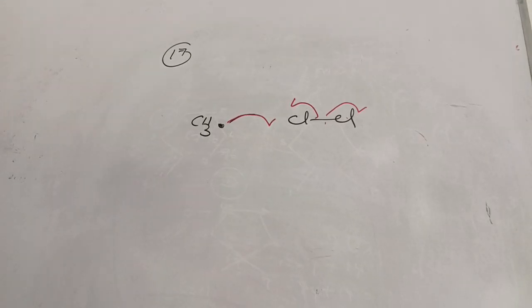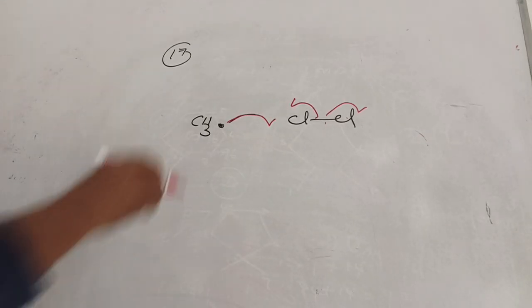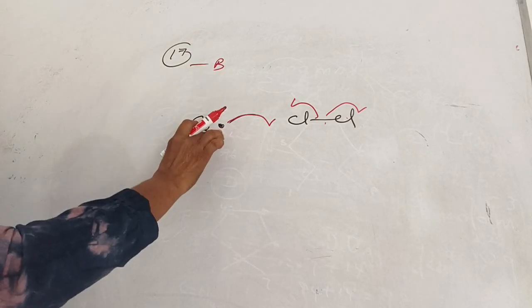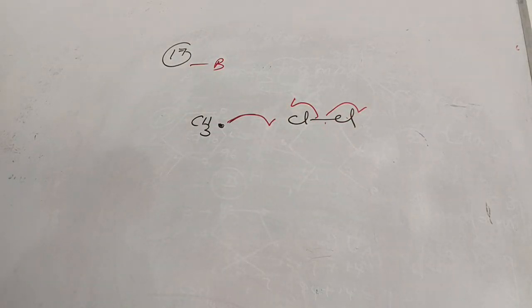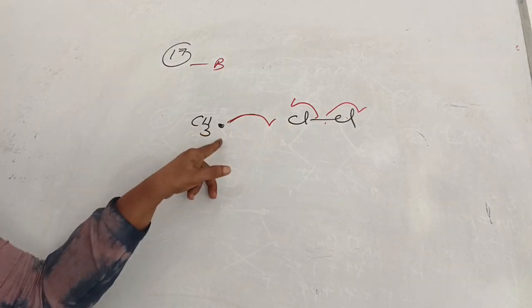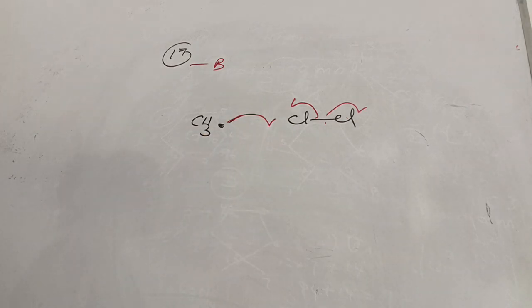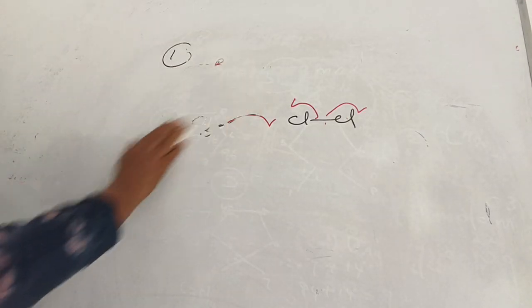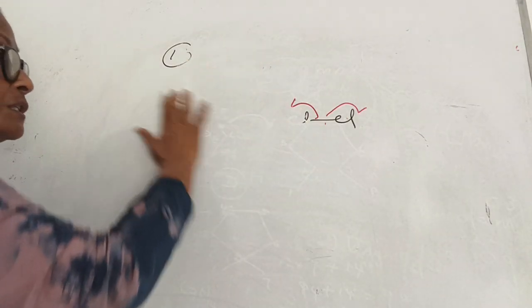So the best answer for question 17 is B, because it uses one free radical producing another free radical. So chloromethane would be the product of this reaction. Question number 18, which is the last MCQ question in this paper, is based on the IUPAC name of the compound with the structure given to you.